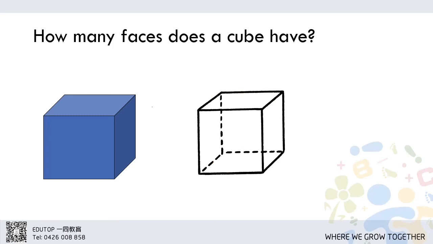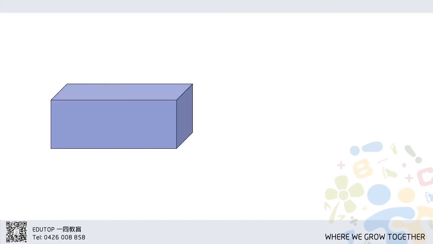Now, how many faces does a cube have? That's right. 1, 2, 3, 4, 5, 6. A cube has 6 faces. The same property is also true for the cuboid, which is just a slightly taller cube, also with 12 edges and 6 faces. Good job! Now you know the important properties of cubes and cuboids. Let's do some questions.